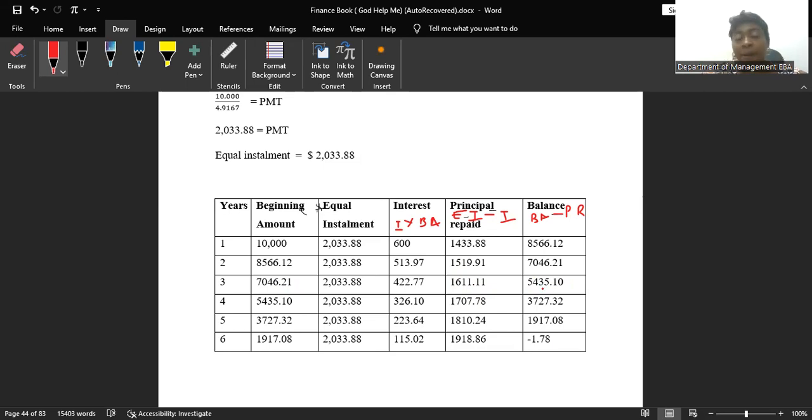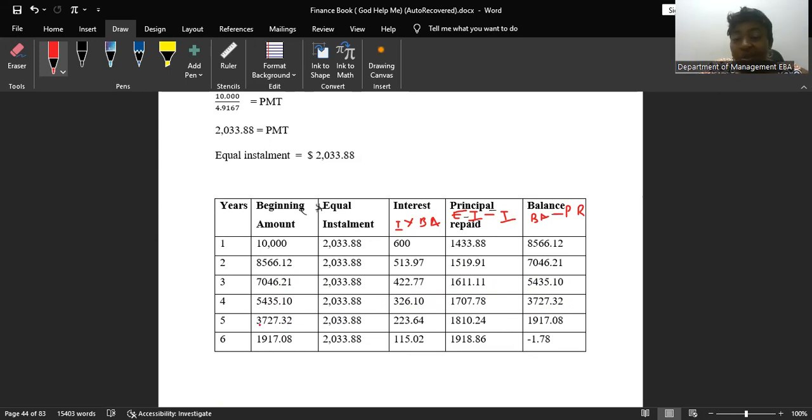Now we come to the fourth year, which becomes the beginning amount for the fourth year. So we pay an equal amount. We say it doesn't change. Now we find the interest on the principal at the beginning of the fourth year, and that's 326.10. Okay. Now after this interest, you take it from the regular installment, and this is the principal amount you pay. So now we want to know the principal balance. That's this. Okay, so this is the principal balance left.